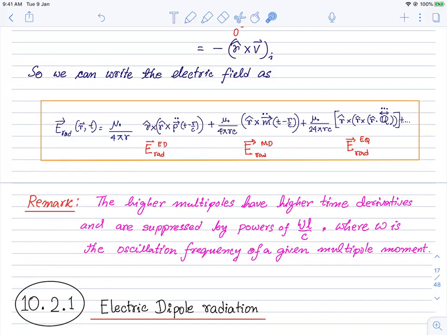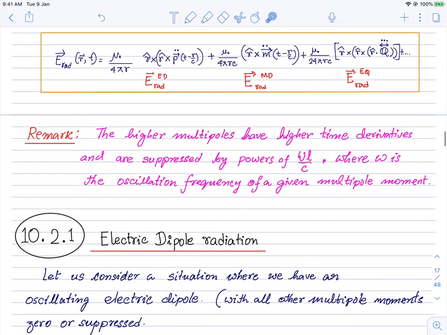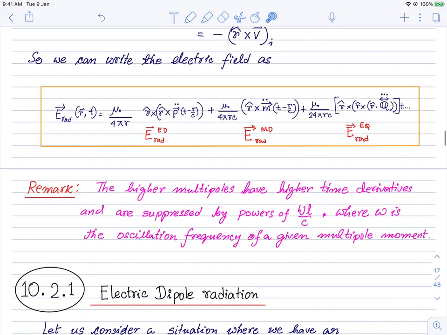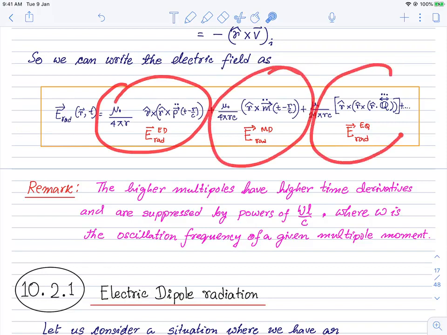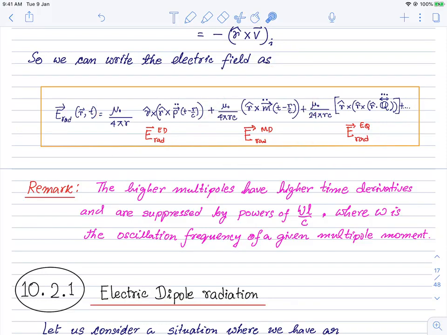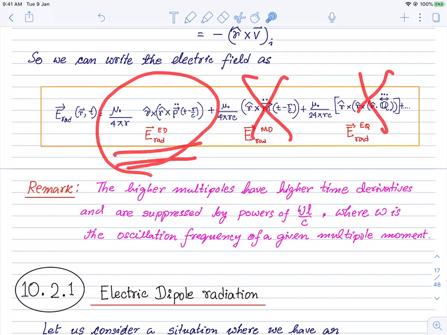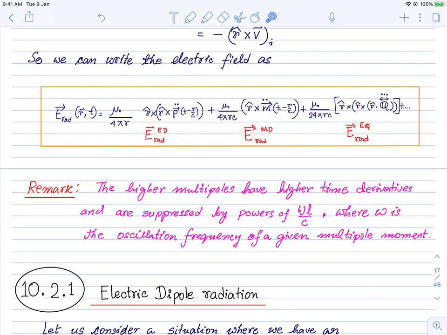So right now, we have obtained the electric field and the magnetic field. Now we are going to look at these 3 individual terms separately. Let's say we consider one system with electric dipole moment non-zero, and let's say these other things are 0, then we can focus on only electric dipole radiation, the radiation due to electric dipole. It's very important that we have a time derivative here.